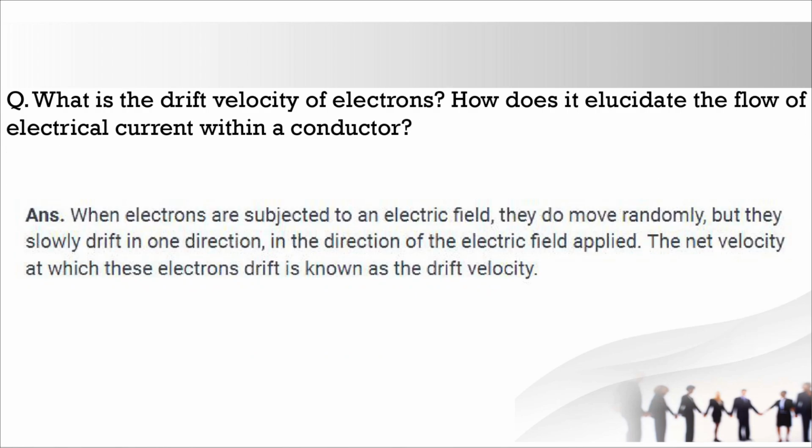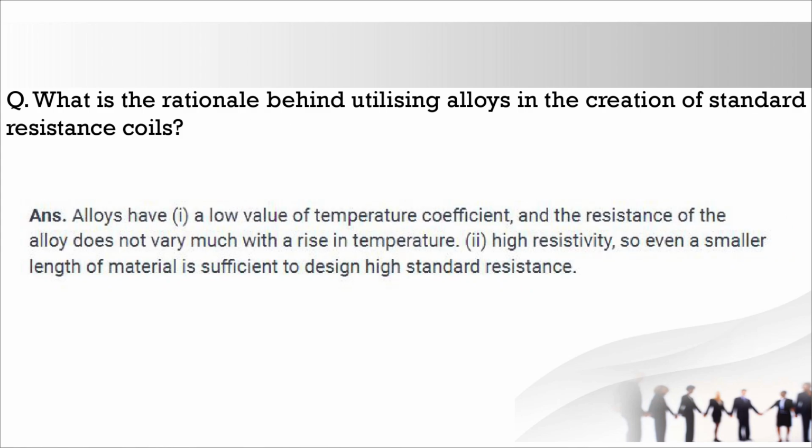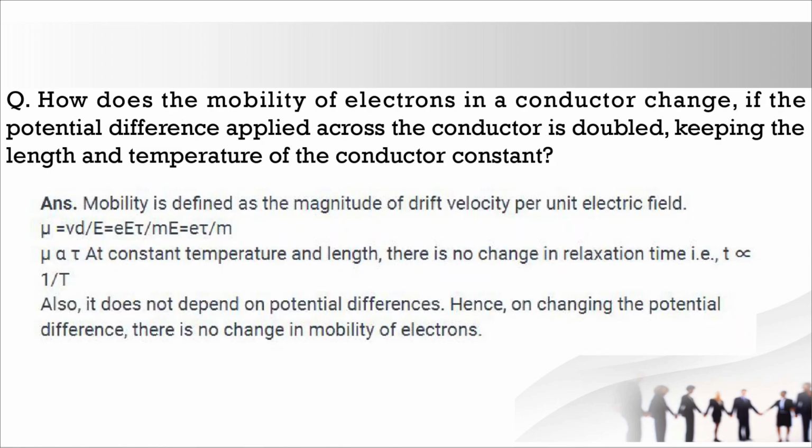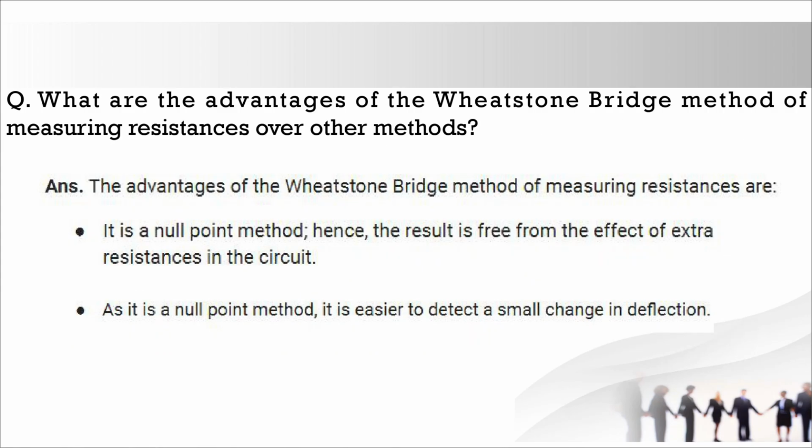What is drift velocity of electron? How does it indicate the flow of electrical current within a conductor? What is the rationale behind utilizing alloy in the creation of standard resistance coil? How does the mobility of electron in a conductor change if the potential difference across the conductor is doubled, keeping the length and temperature of conductor constant?